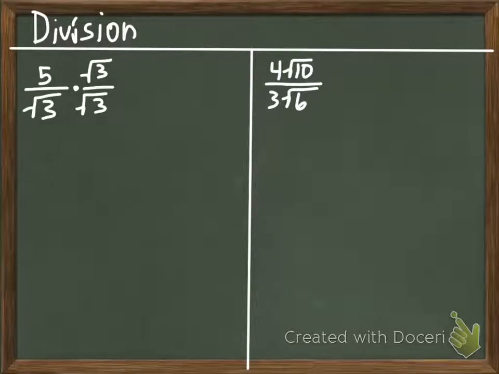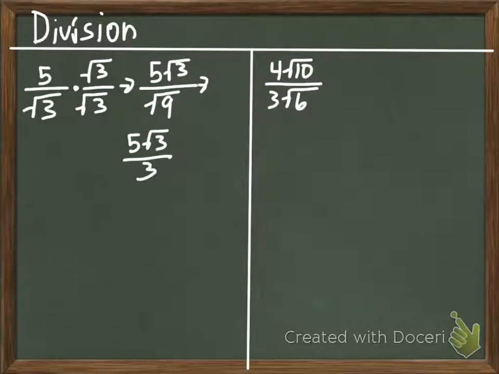If you were to type the square root of 3 divided by the square root of 3 in a calculator, what you're actually going to get is 1. So what we're actually doing is we're not changing what this is, we're just changing the way it looks. So when we multiply, we now get 5 times the square root of 3 is 5 square root 3 over square root 3 times square root 3 is the square root of 9. Well, the nice thing about the square root of 9 is it simplifies to 3. So we have 5 square root 3 over 3. That's our answer.